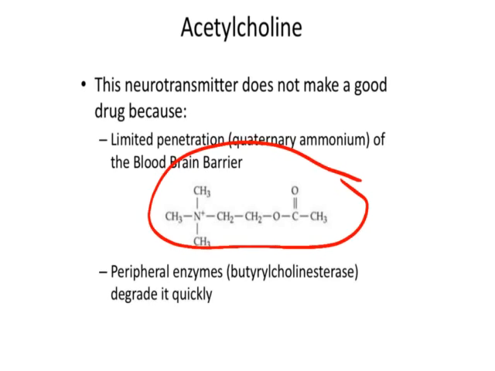If you observe the structure, this structure consists of an ester part, as well as the quaternary ammonium. Due to the quaternary ammonium, it is difficult for acetylcholine to cross the blood-brain barrier. So that's why this neurotransmitter is not a good choice to prepare as a drug.